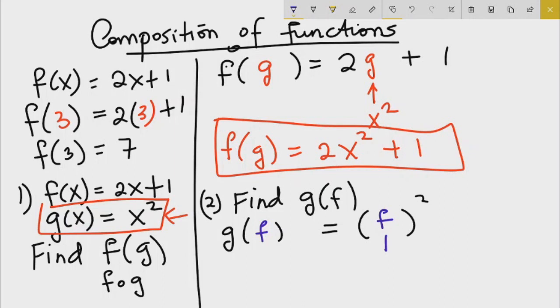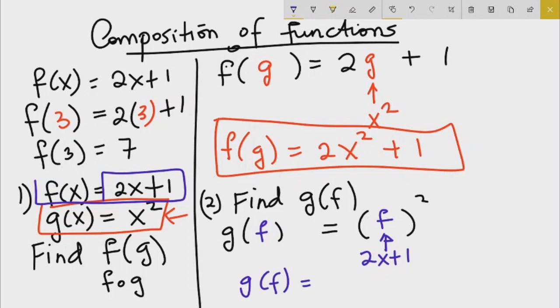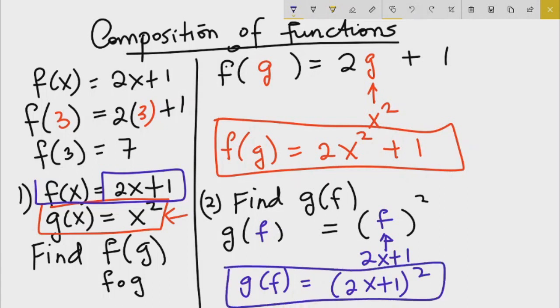And we know again that our f has a value. Our f is 2x plus 1. So we put 2x plus 1 in this. So our g of f will be 2x plus 1, squared. So that is our g of f. And as you can see, our f of g is not equal to g of f. There is only one condition where f of g will be equal to g of f, and that will be a discussion of another video.